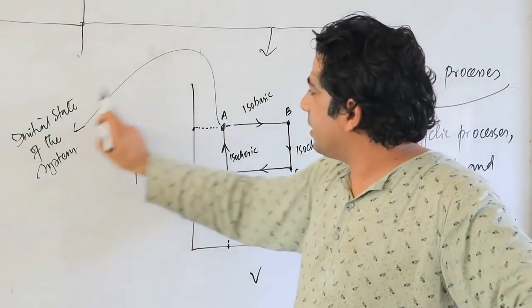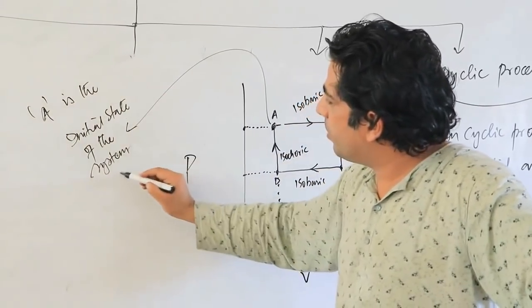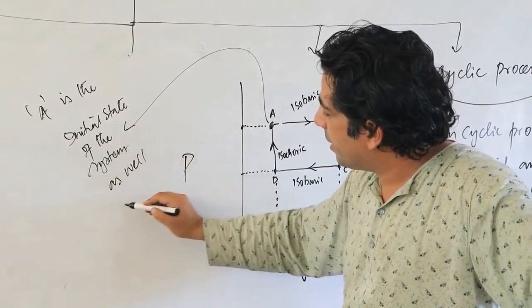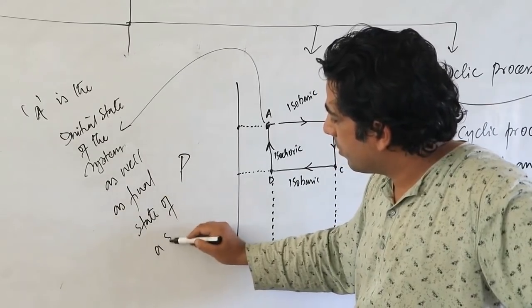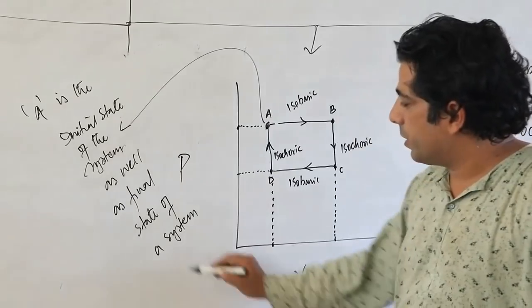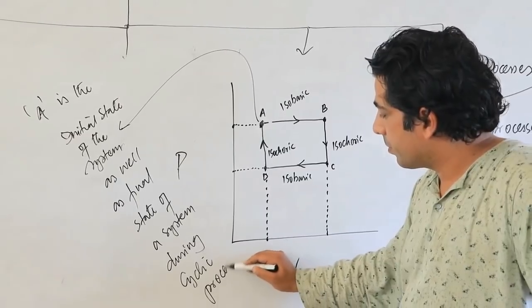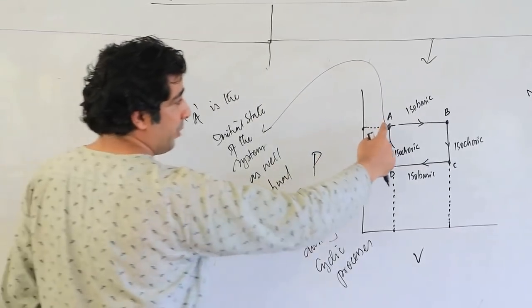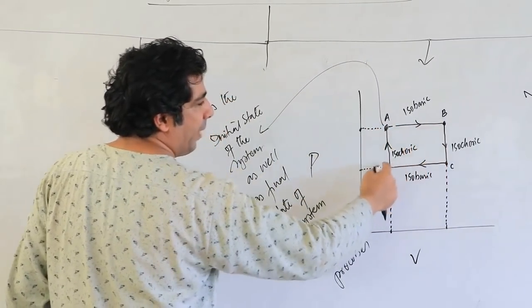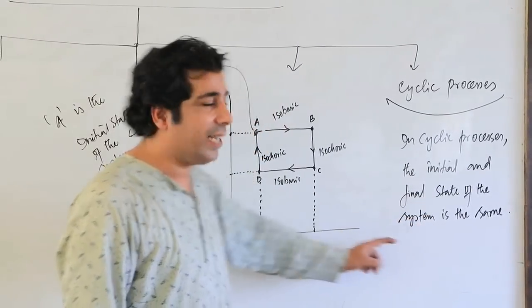So A is the initial state of the system. I will write down A is the initial state of the system, as well as final state of a system, during the cyclic process. Now I can tell you, my dear friends, when you start from point A and you end up at point A, that means you are coming back to the initial point. And I wrote here in cyclic process, the initial and the final state of the system is the same. And that is A here.